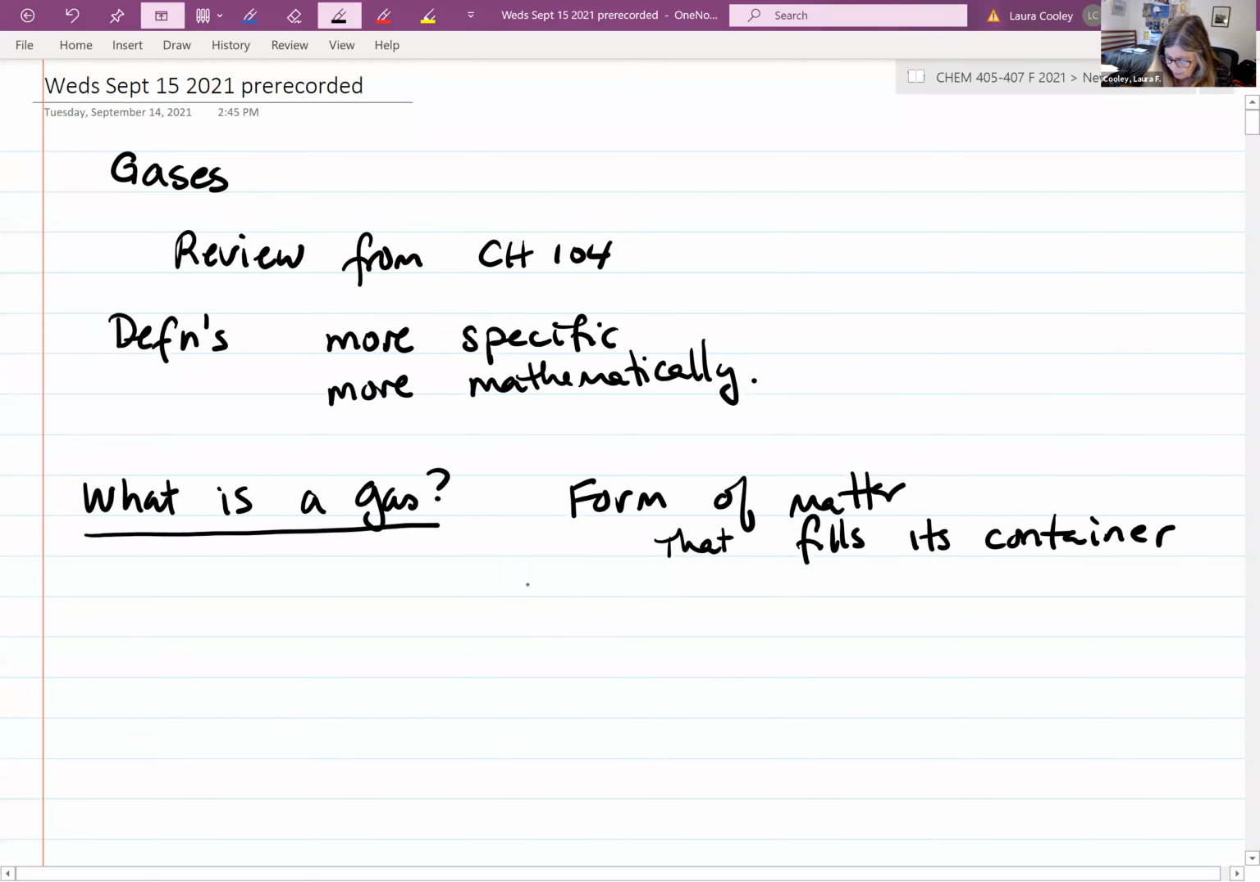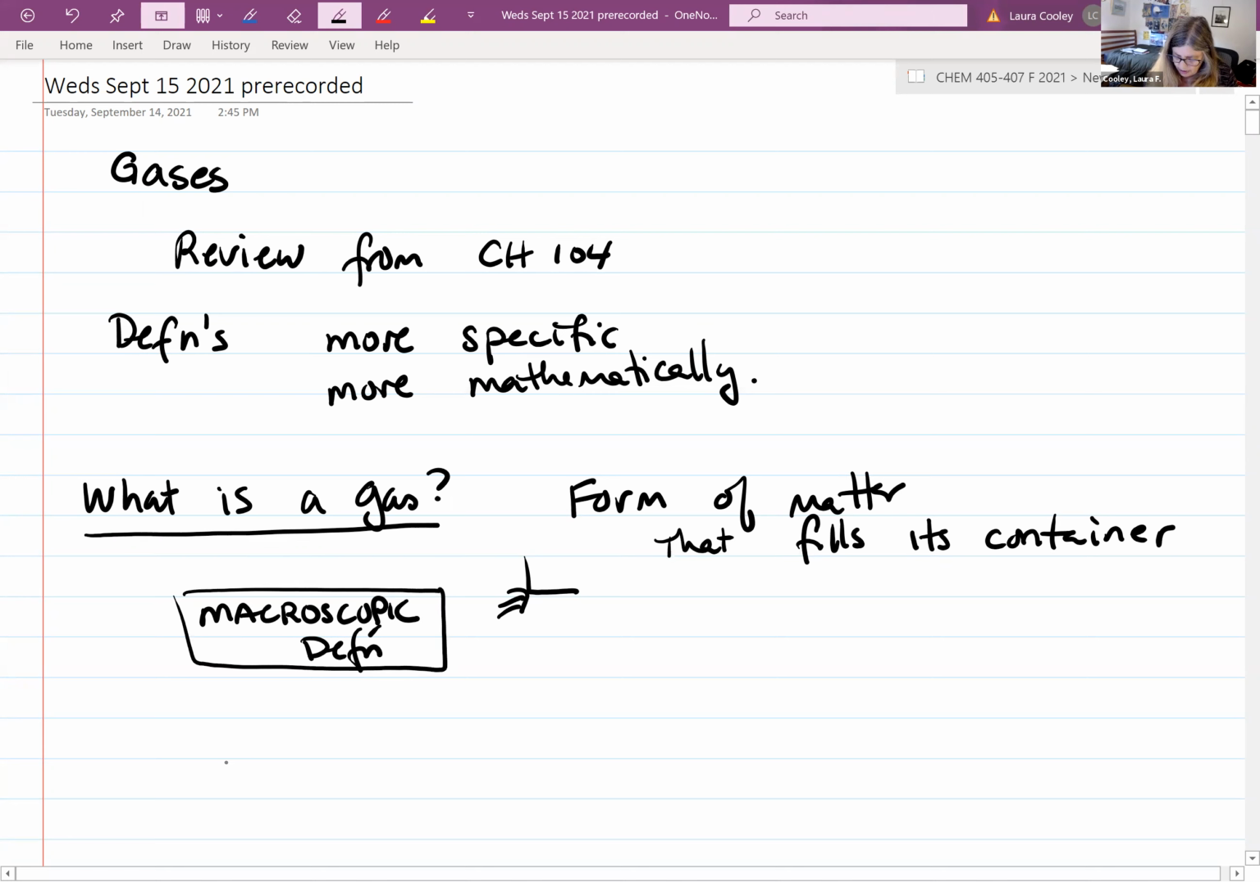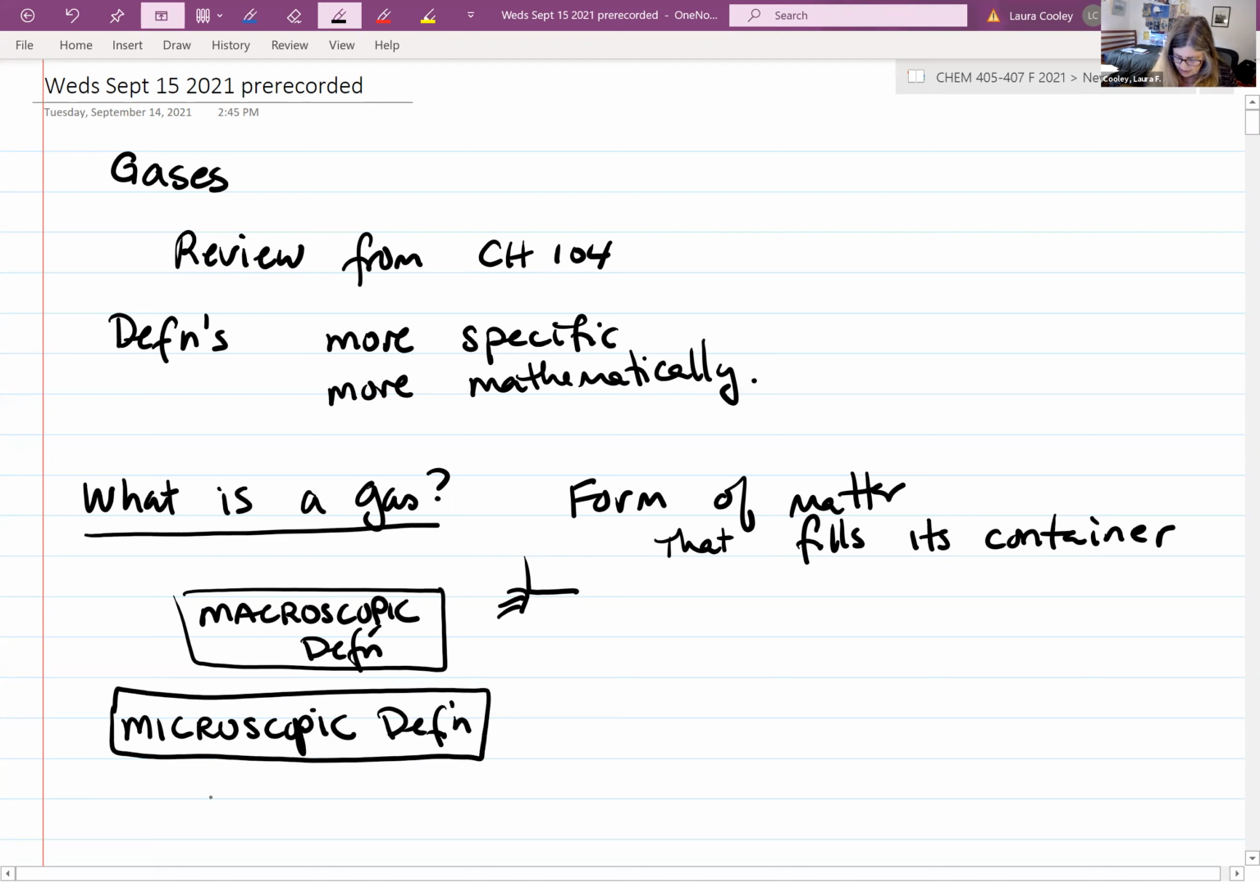This is what I would refer to as the macroscopic definition, because it's talking about what that gas as a whole would do. But I'd like to, for a moment, write something of a microscopic definition. Whenever I say microscopic in this class, what it means is from the point of view of the particles, from the point of view of the molecules.